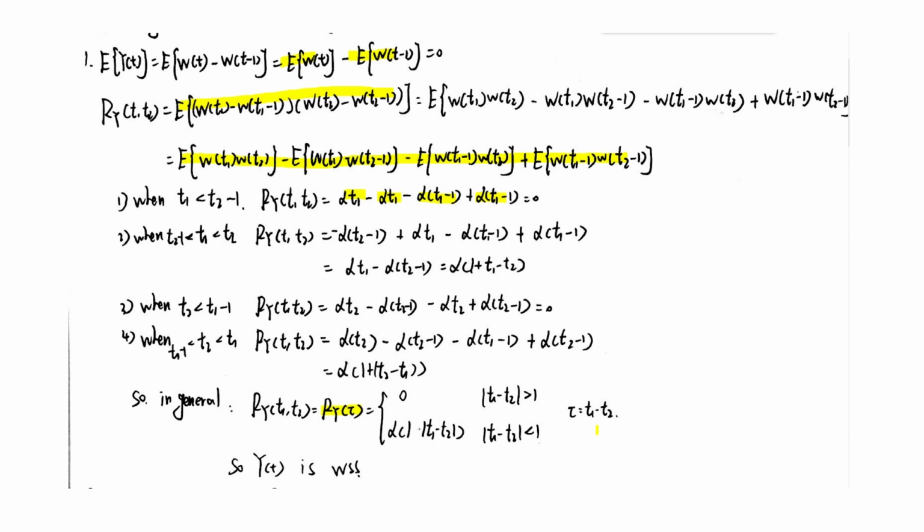So apparently R_Y(t1, t2) only depends on tau, where tau is equal to t1 minus t2. And based on what we have derived in the first part, E[Y(t)] is equal to 0, where 0 is a constant. So Y(t) is WSS.